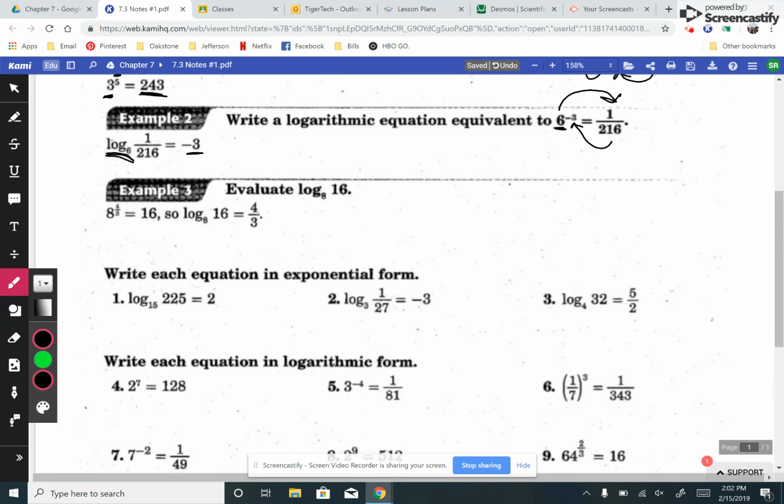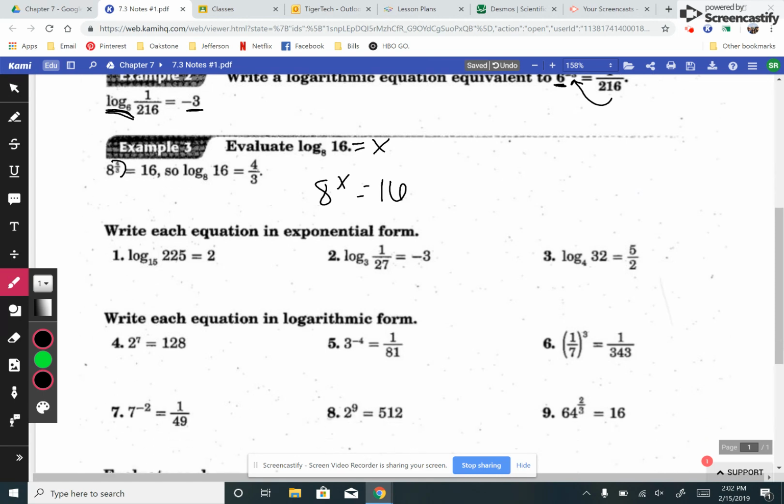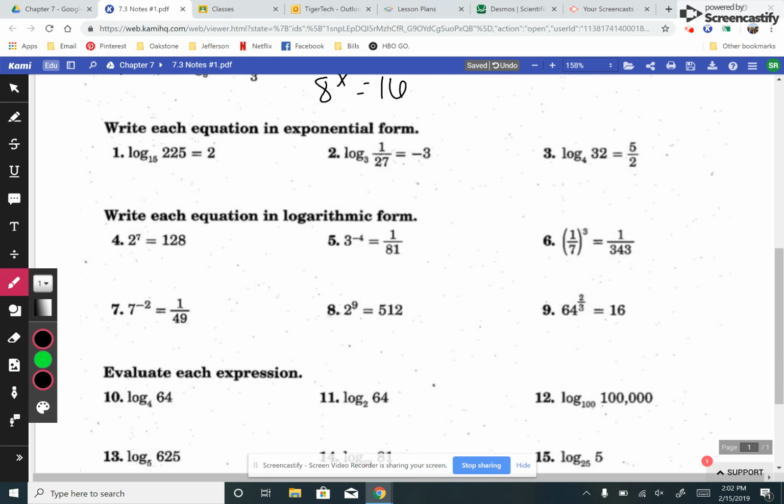We can also solve them by essentially thinking, if this is equal to x, then 8 to what power would equal 16? This, as you can see, is 4/3. So it might not always be a whole number. So this is where a lot of guess and check comes in, and trying to play with things, putting in one and seeing if you get the other.